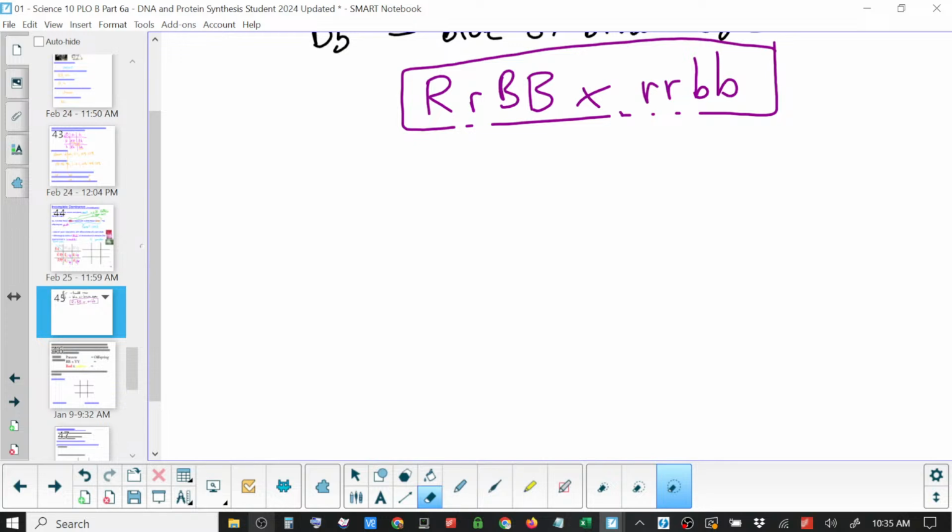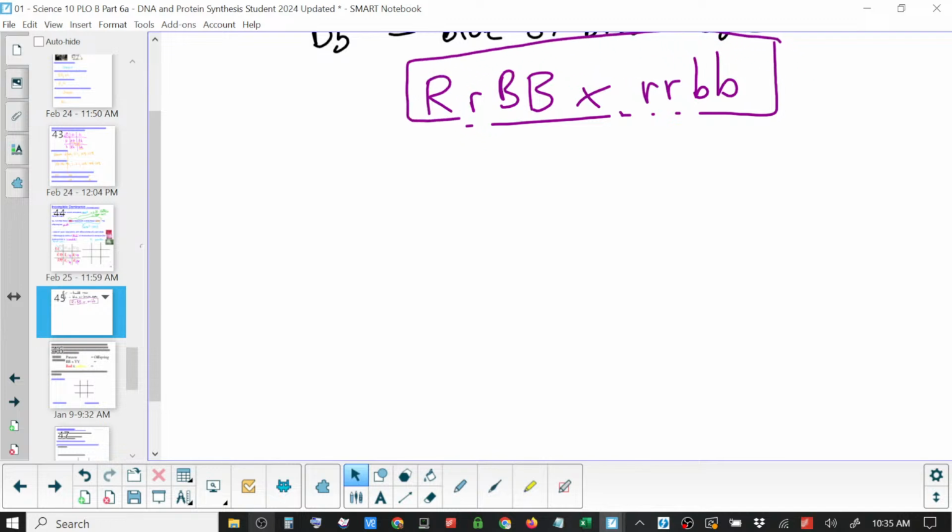You're confused, I'm confused. There's two of them for each of them, right? Might be. This is one parent, and this is one parent. There's two letters in each one, so that means there would have to be two for the kids.